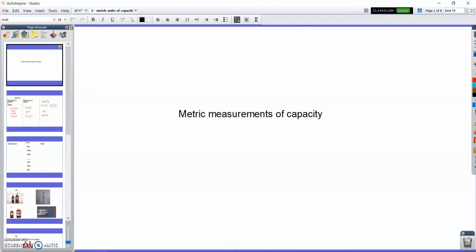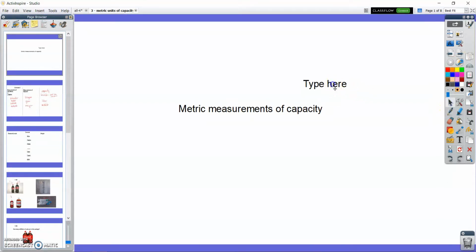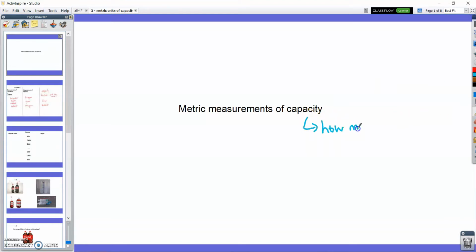All right, so capacity, I probably need to start by talking about what that word means. Capacity means how much something will hold. We typically talk about, and I'll even put in parentheses, especially liquid. Usually that's where you're going to hear these measurements, when we're talking about liquids.